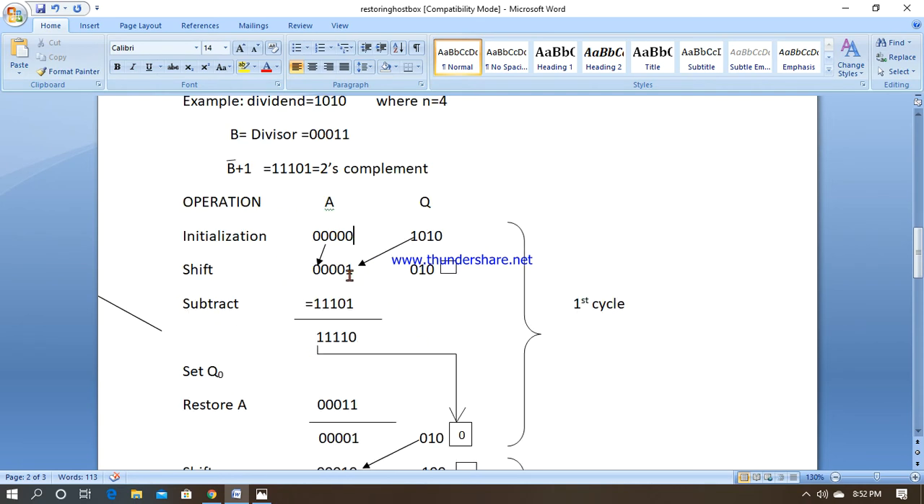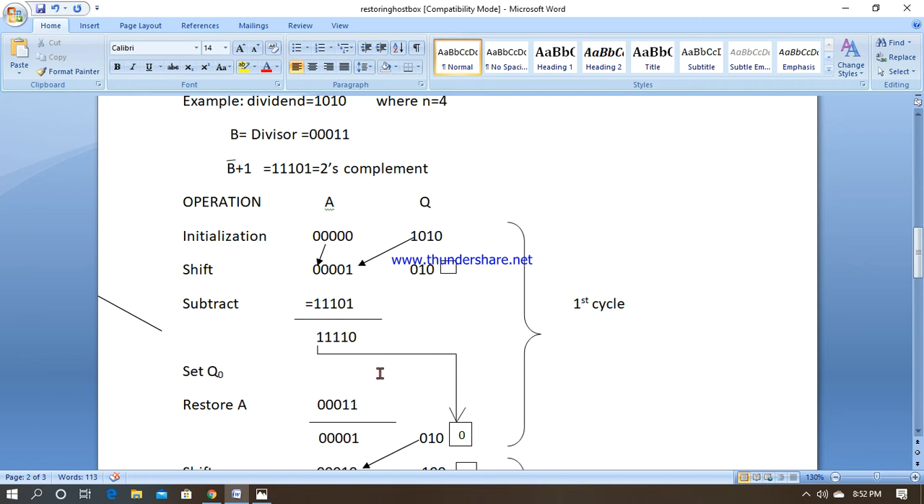Now go for addition. If you do the addition, what will happen? 1 plus 1 is 0, carry 1. So carry 1 is enough. Then 1 plus 0 is 1, and here already 0 plus 1 is 1, and 0 plus 1 is 1, and 0 plus 1. So it will be like that.